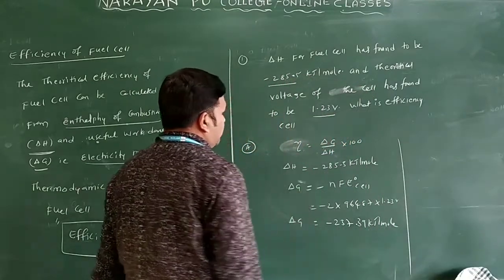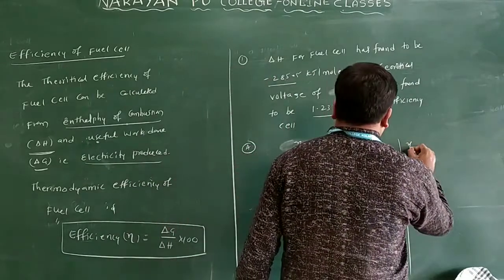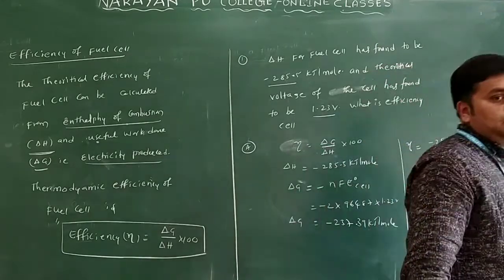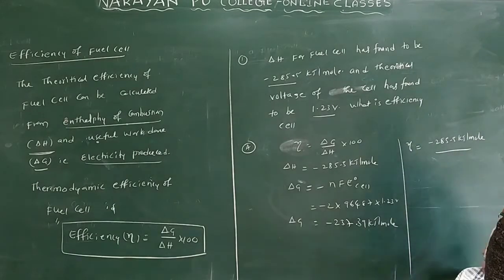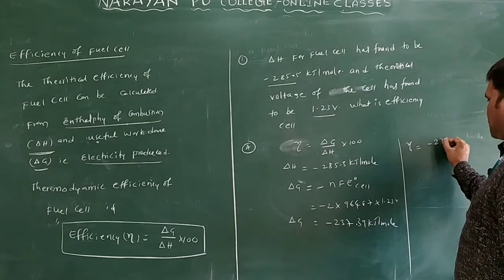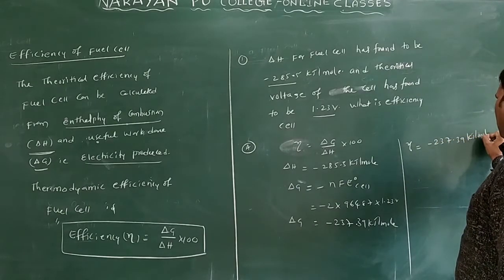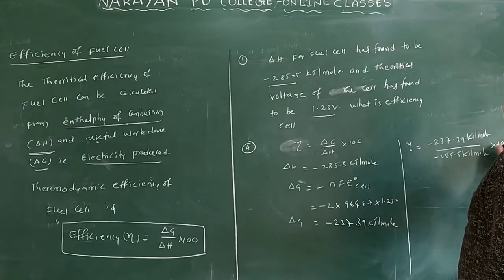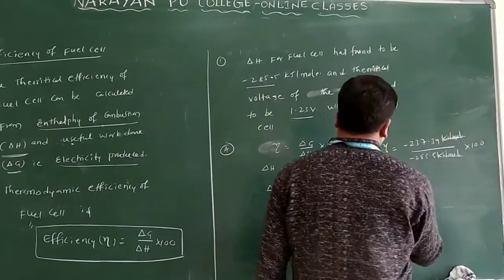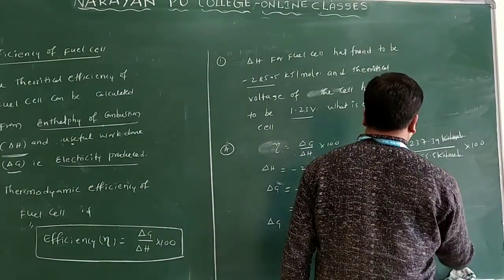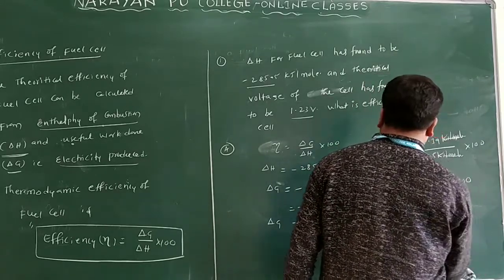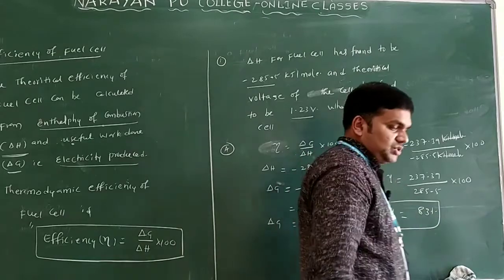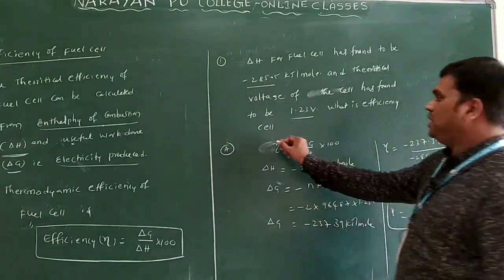In this formula, eta is equal to delta G by delta H into 100. So eta is equal to the delta G value, minus 237.39 kilojoule per mole, by minus 285.5 kilojoule per mole, into 100. The kilojoule per mole cancels, the negative cancels. Eta is equal to 237.39 by 285.5 into 100. Now efficiency eta, how much? This is 83 percent only. So by using this formula, you are finding the efficiency of the fuel cell.